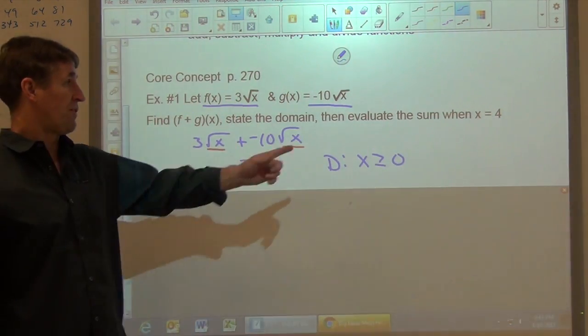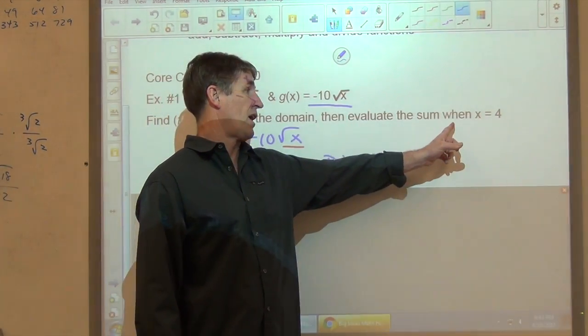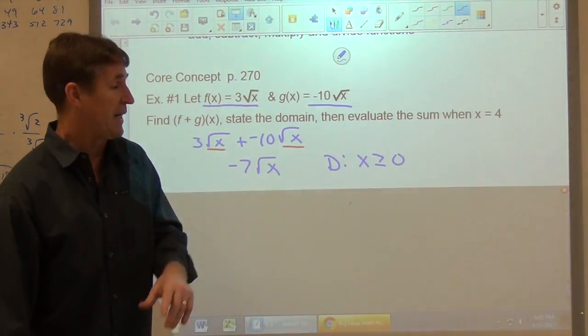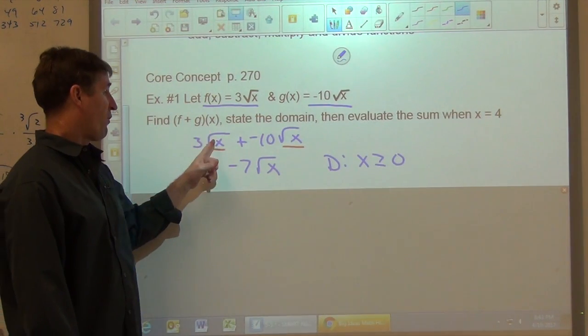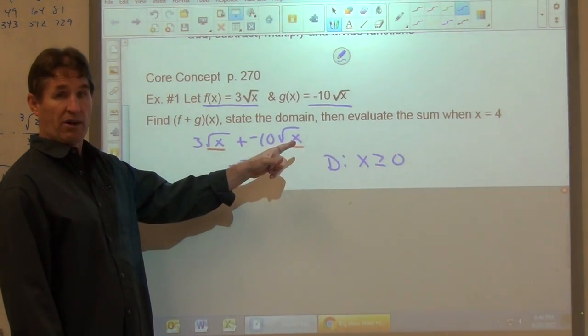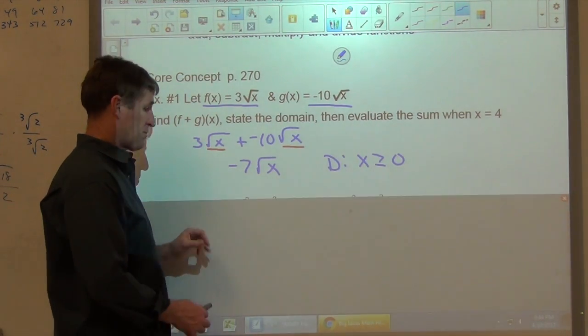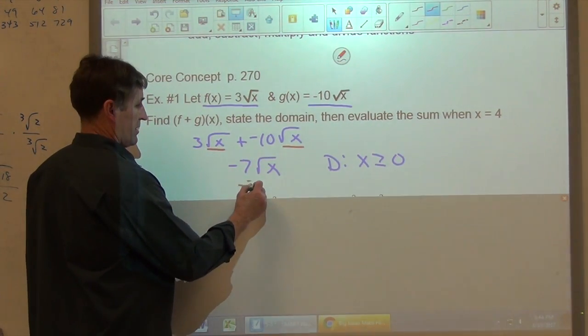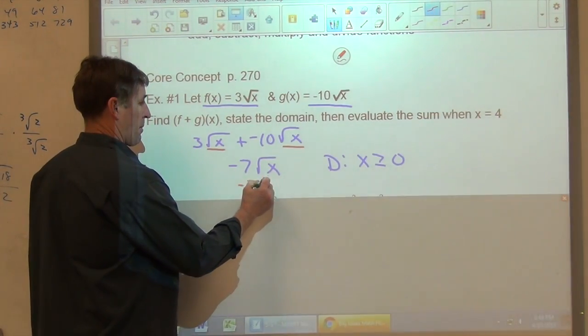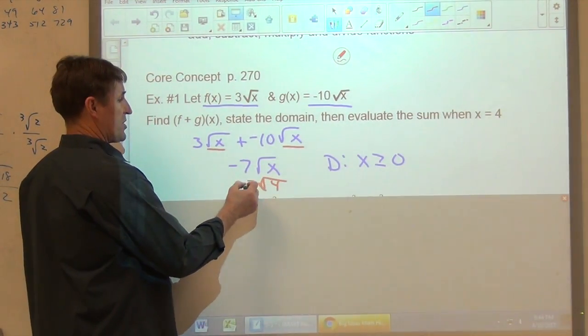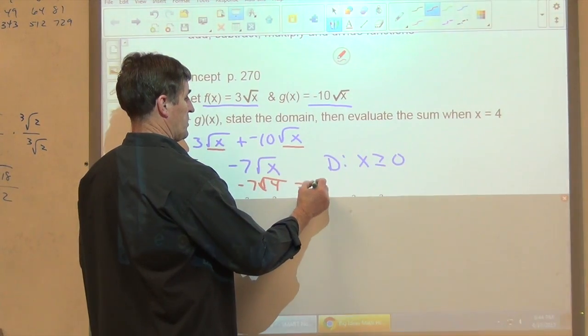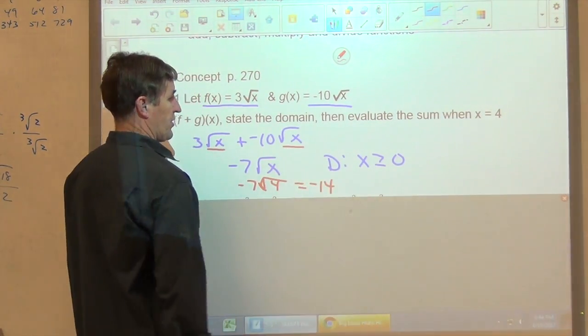Then it says to evaluate the sum when x equals 4. Now there's two ways you can do this. You can put 4 into the original and work it out, or you can put 4 into the new function. So we can just plug 4 in here. Square root of 4 is 2, negative 7 times 2 is negative 14, and you're done.